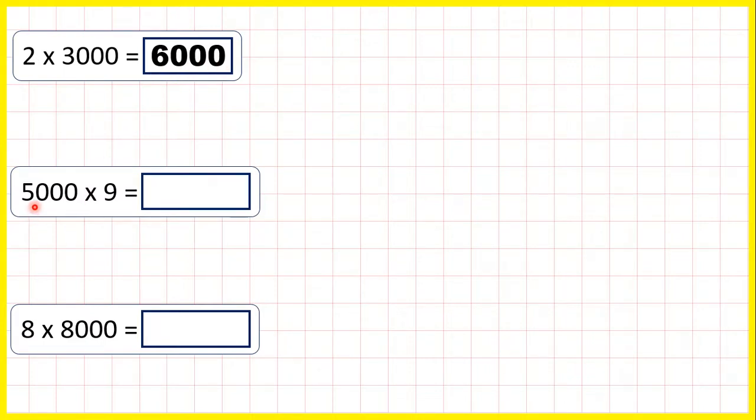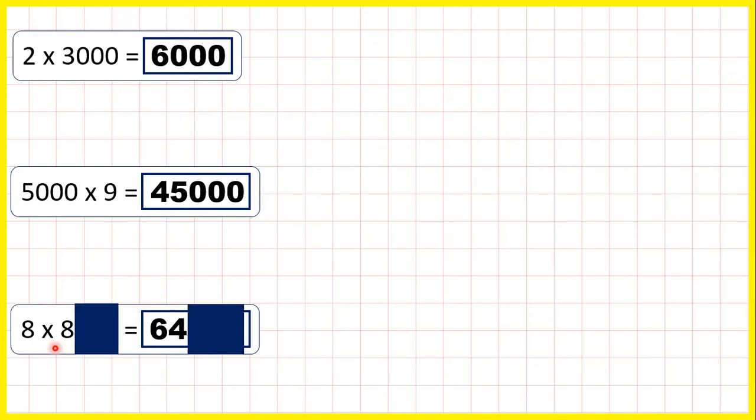So 5,000 times 9 is 45,000, because 5 times 9 is 45, and then 3 end zeros in the question means we need 3 end zeros in the answer. 8 times 8,000 is 64,000, because 8 times 8 is 64, then if there's 3 zeros in a multiplication question, there's always 3 end zeros in the answer.